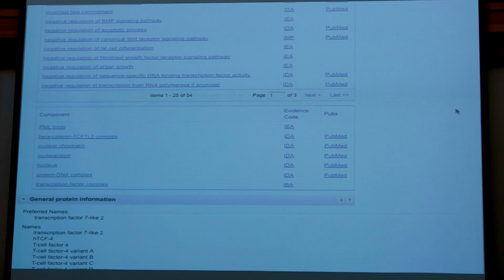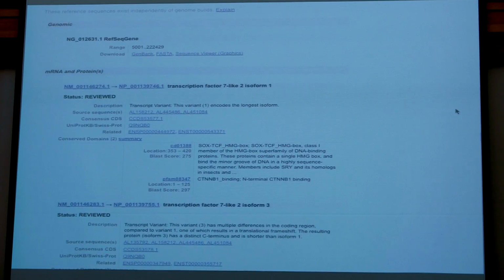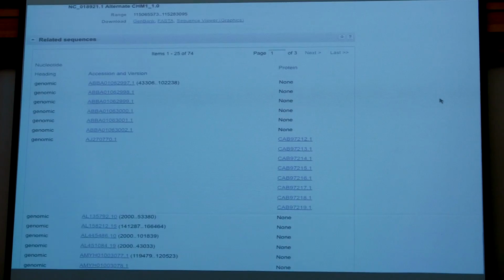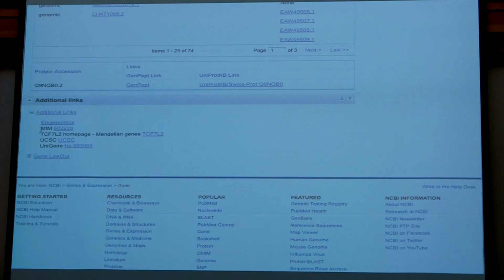So where is it found? All right, I think I'm going to skip all the rest of this stuff. These are specific versions of the gene that have been reviewed by people, and where you can find it, and related sequences and alternative splices, and links out.